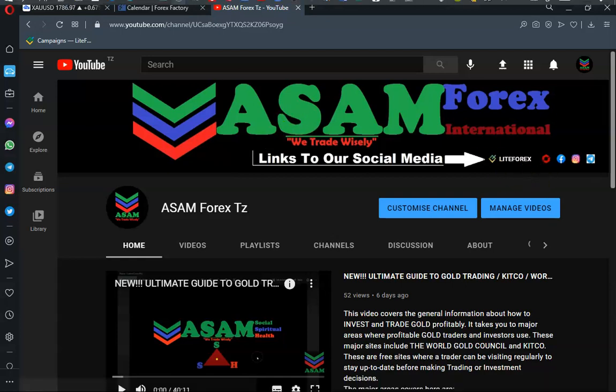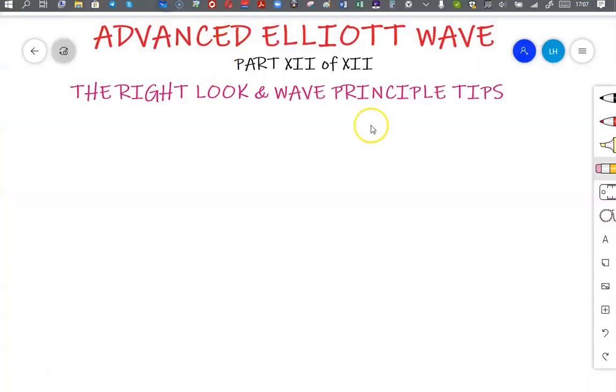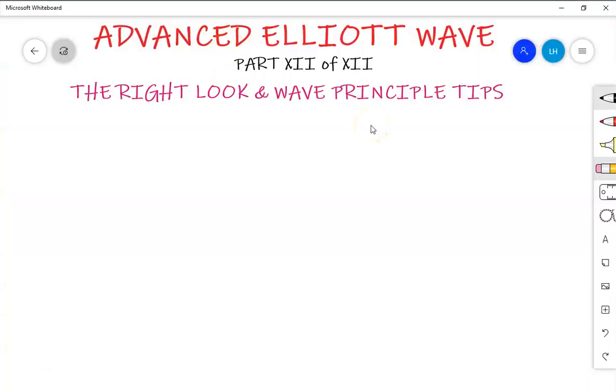So now let's go to the last session. Today's session is the 12th session, and it is 12 out of 12. It means the last one. So we are graduating today from what we call the advanced Elliott wave. We are going to complete the course and then graduate. For anyone who was following those sessions from the introductory up to this one, you must celebrate yourself that you are in the final session.